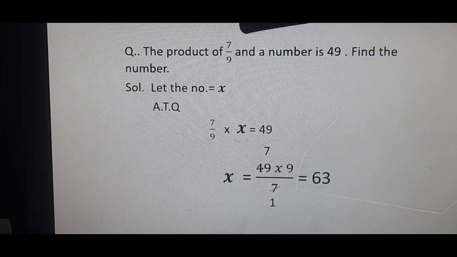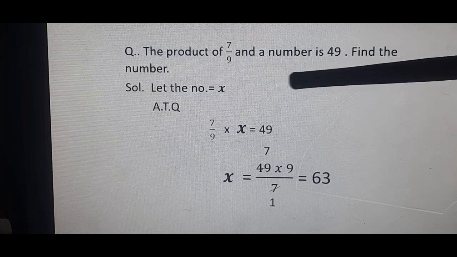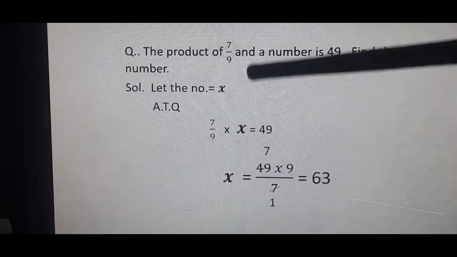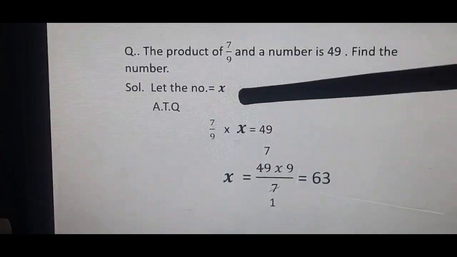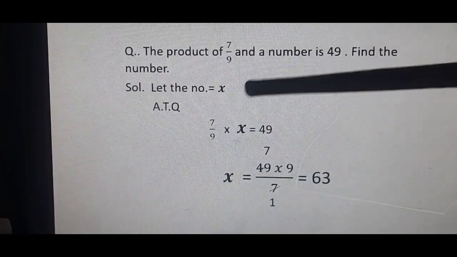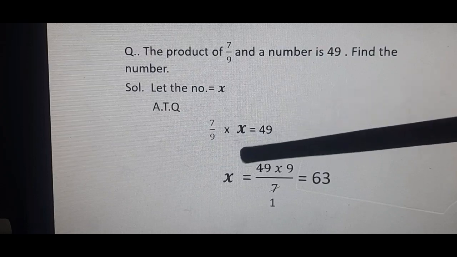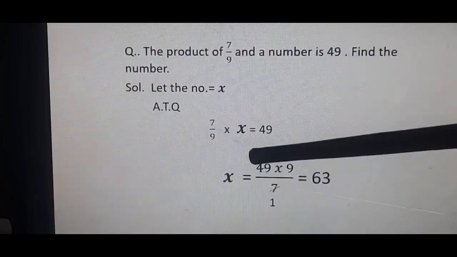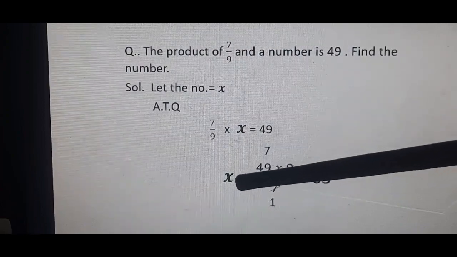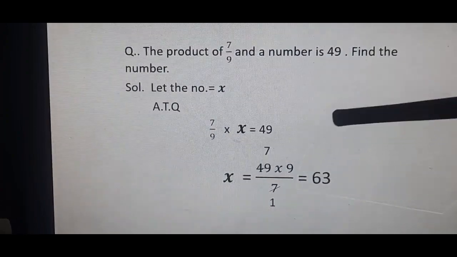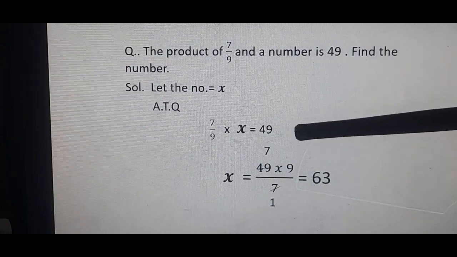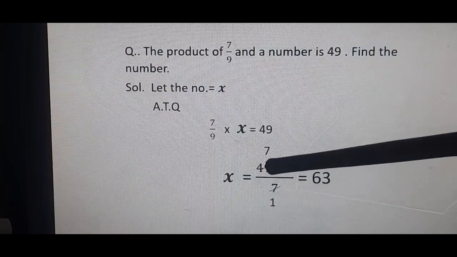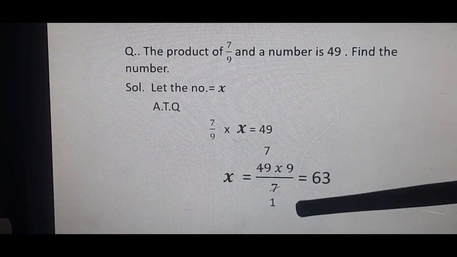Next is, the product of 7 upon 9 and a number is 49. Find the number. 7 upon 9 and a number. Let the number be x. Now the product is given, so we will write down 7 upon 9 multiply x is equal to 49. Now x we want to find out. X will be here. 7 upon 9 will shift to the right side. It will become reversed. It will become 9 upon 7. So x is equal to 49 multiply 9 upon 7.